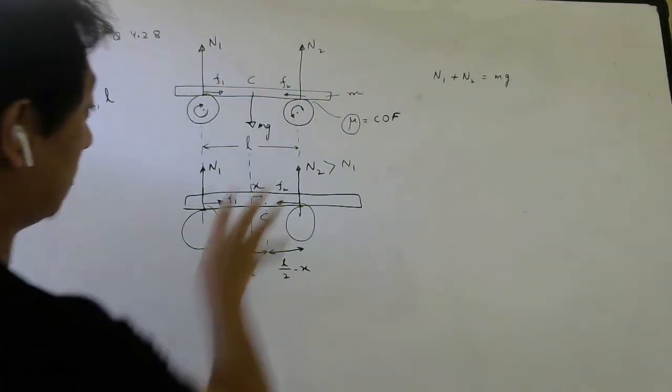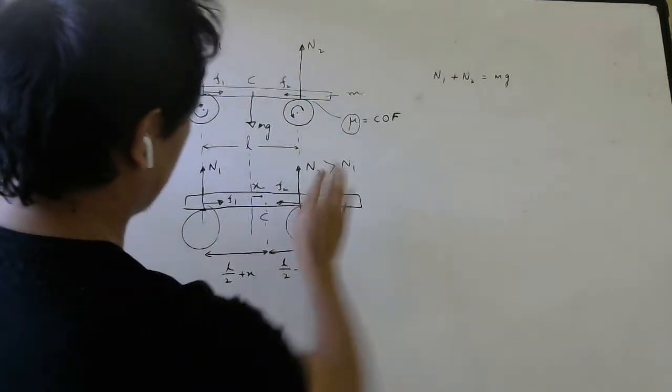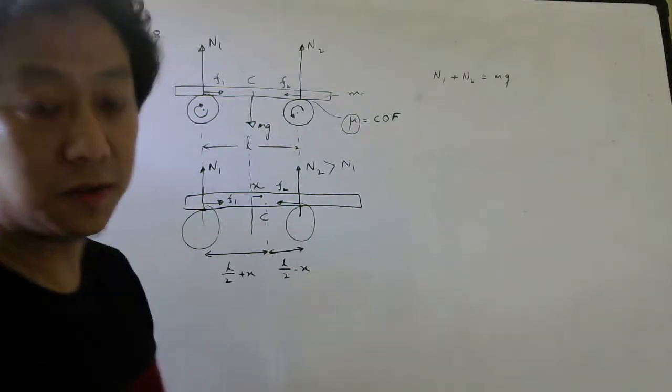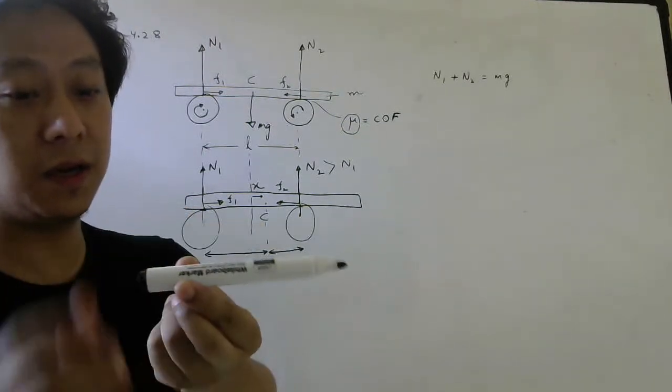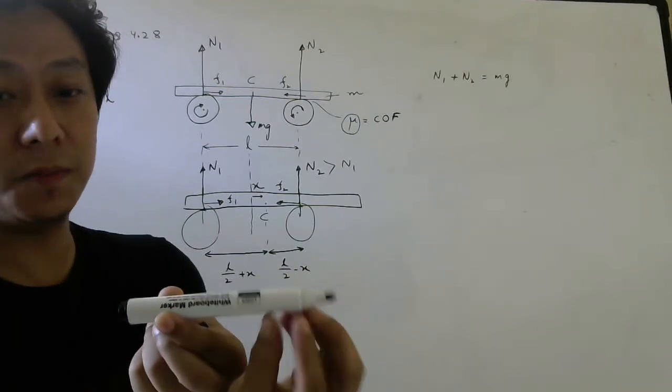right? Because more mass of the plank is towards the right side, so this normal force has to be more, right? So if I give you a plank and I put my hand here, then you have to support more weight.